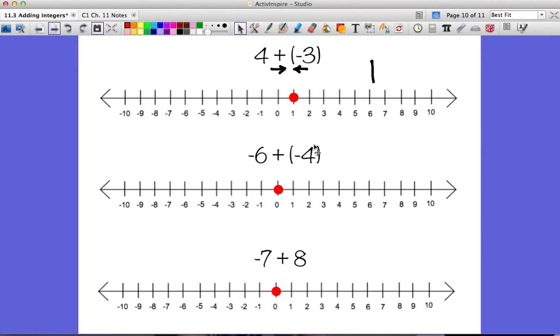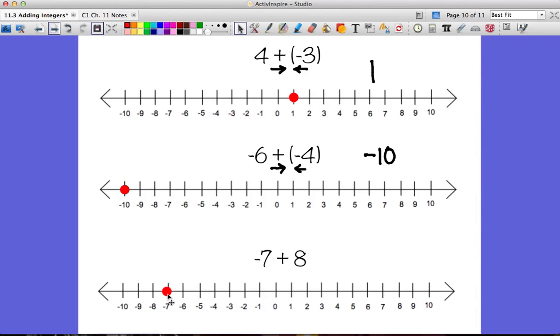Here I have a negative plus a negative, so I know that my answer has to be negative. I start at negative 6. The plus sign tells me that I need to move right, but then the negative sign tells me I actually have to move left, and I have to move left 4 spaces. 1, 2, 3, 4. So a negative plus a negative gives me a negative. Negative 6 plus negative 4 gave me negative 10. That's where I ended. Go ahead and try negative 7 plus 8 on your own, and when you come back, we'll go over your answer.